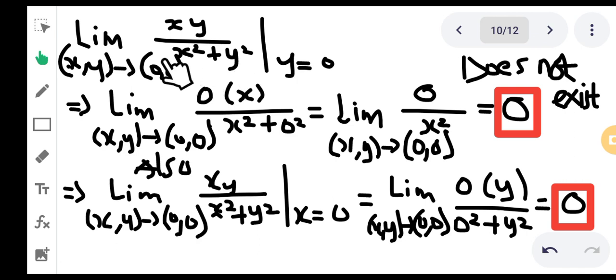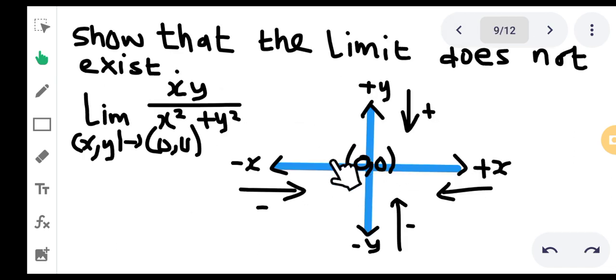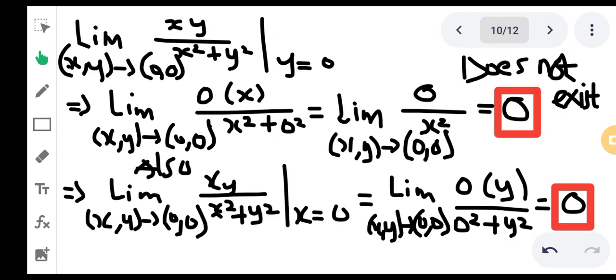And we know that the limit as (x, y) approaches (0, 0) of xy over x squared plus y squared along y equals 0. So we are approaching this point along y equals 0, or along the x axis. So that's what we mean. It means that wherever we see y, we are just substituting 0 there. So we are going to just do the substitution.